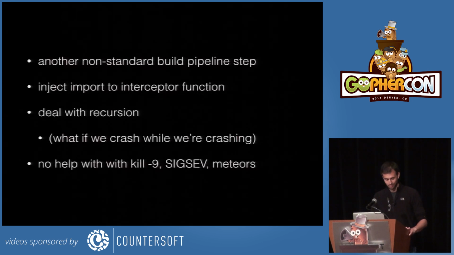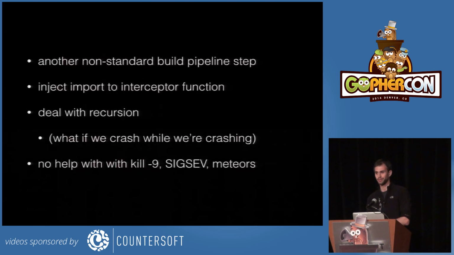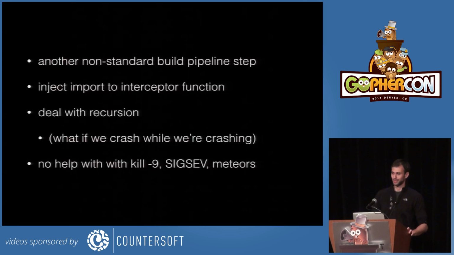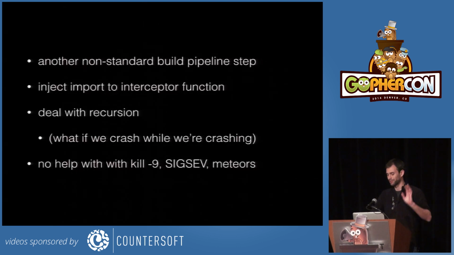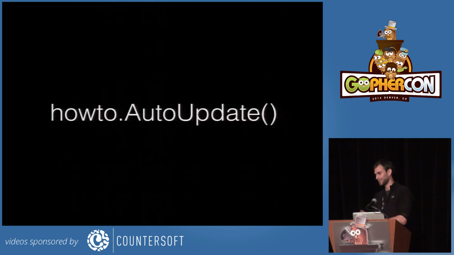OK. There are a couple downsides of doing it that way. It's another non-standard part of the build pipeline, on top of the asset stuff. There's this weird recursion problem of what happens if I crash when I'm crashing? It doesn't deal with all of the cases, like the operating system killing it because it was eating up all of the memory, or there's a meteor. Okay, but I think it will be good enough.